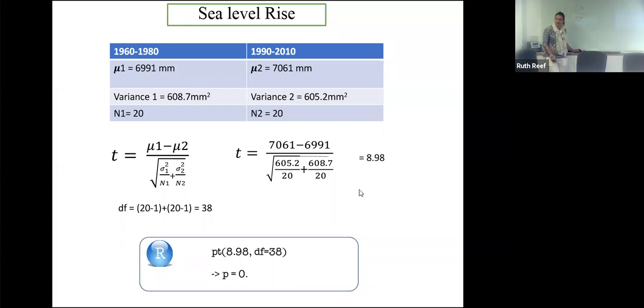We are way inside, we have a very high t here, and that's because sea levels have actually risen quite a lot. If you use R, you can use a function called pt, and work out the probability of getting a t of 8.98. This is the cumulative distribution function, when the shape of that distribution is that of a t with 38 degrees of freedom. It will spit out the probability, and that's 0, or very close to 0.